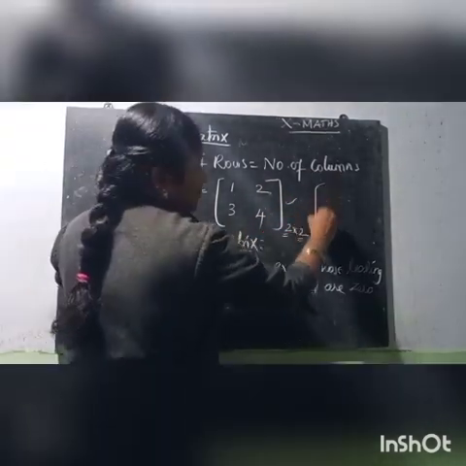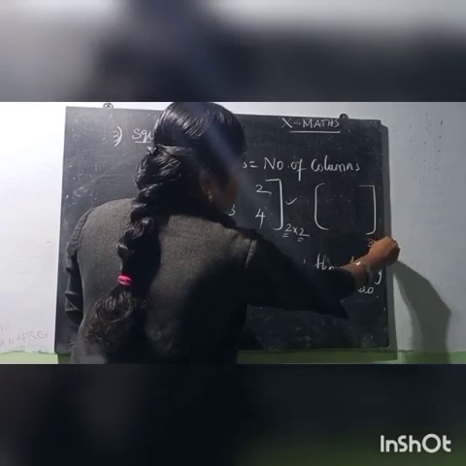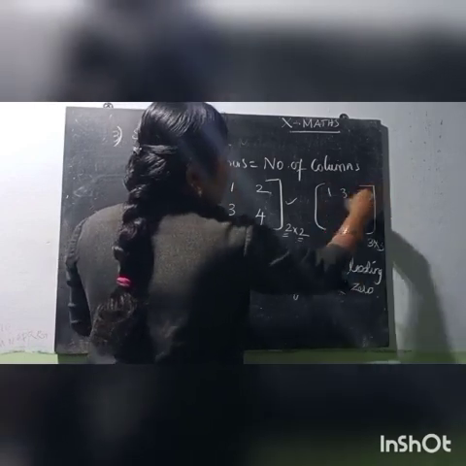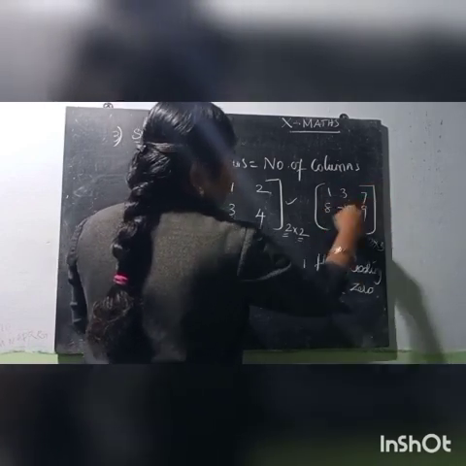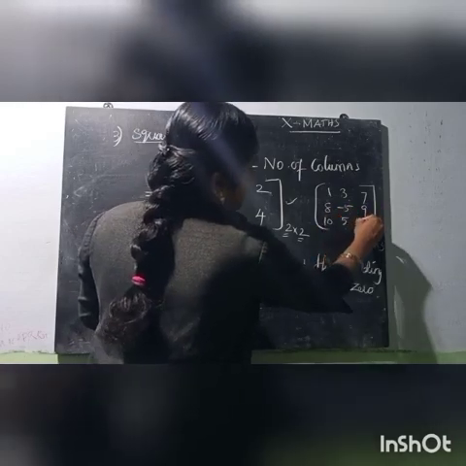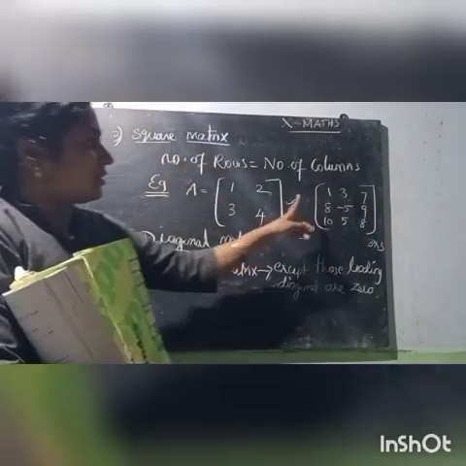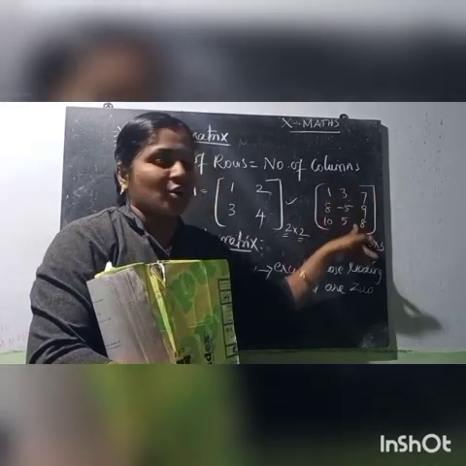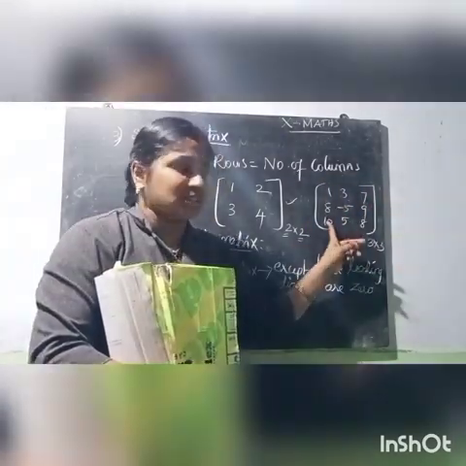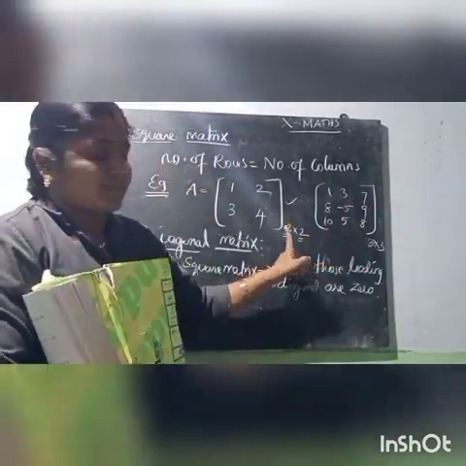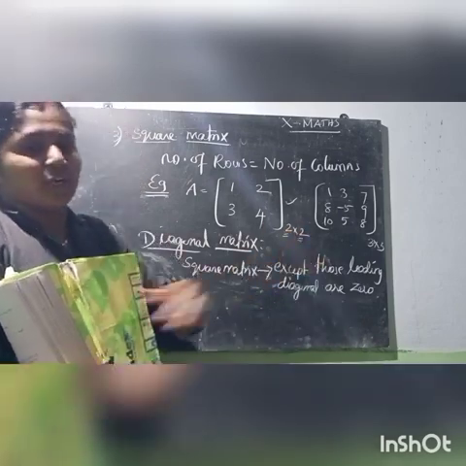Then another matrix we can create, like 3 cross 3: 1, 3, 7, 8, minus 5, 9 and 10, 5, 8. Here 3 rows and also 3 columns. So this is also a square matrix. So, columns equal to rows. The number of columns should be equal to the number of rows.